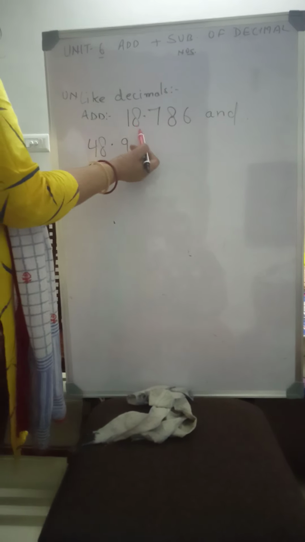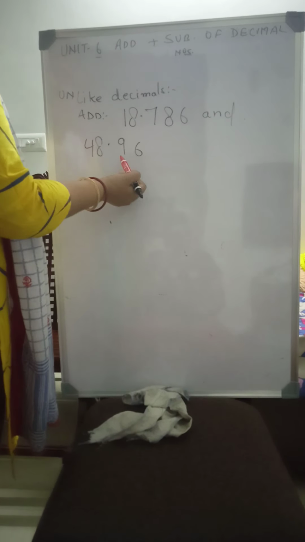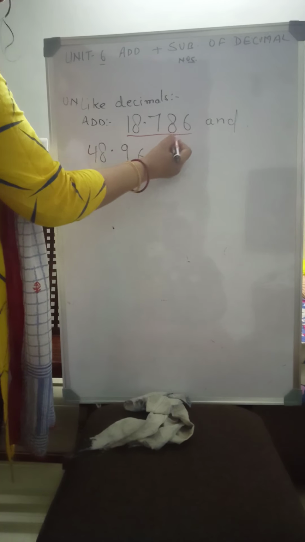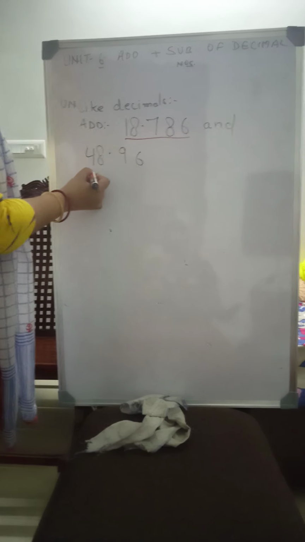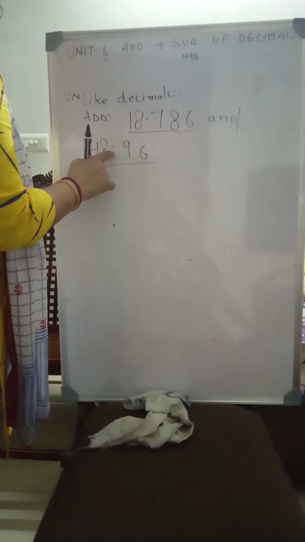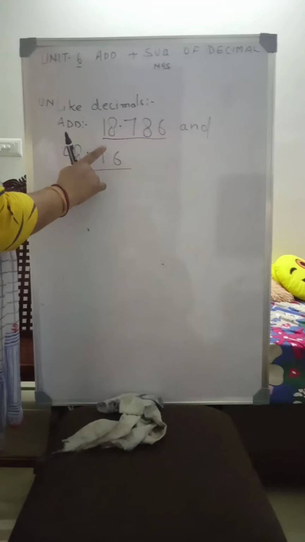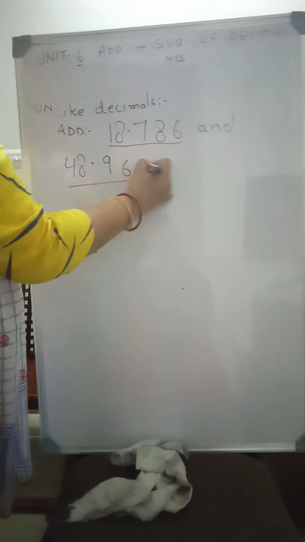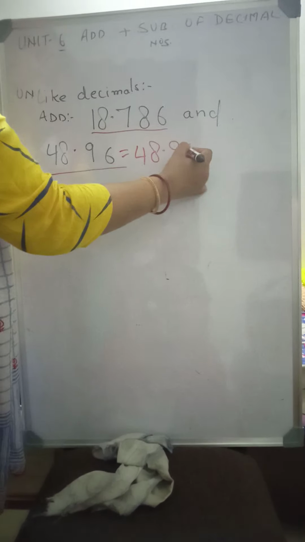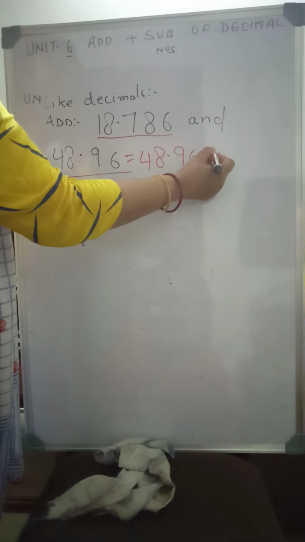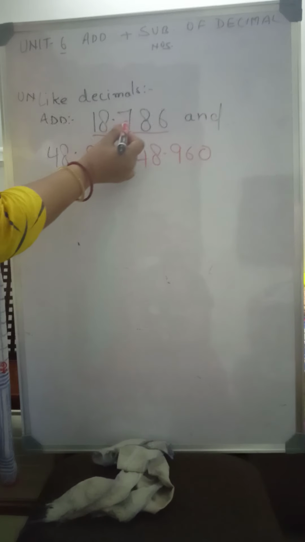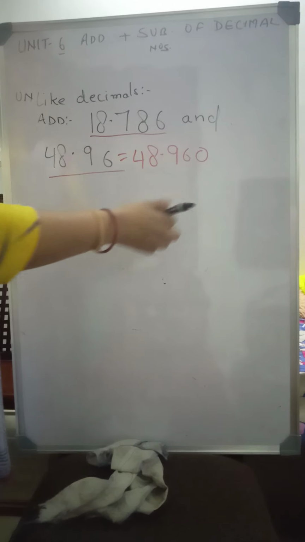Firstly, we have to see whether these decimal numbers are like or unlike. Here you see that the first addend, 18.786, has 3 decimal places, and the second addend has only 2 decimal places. So firstly, we have to convert this second addend to 3 decimal places, right? So here what will it be? It will become 48.96. Just put a 0 to the right side of the 6, right? So now we can add 18.786 and 48.960.